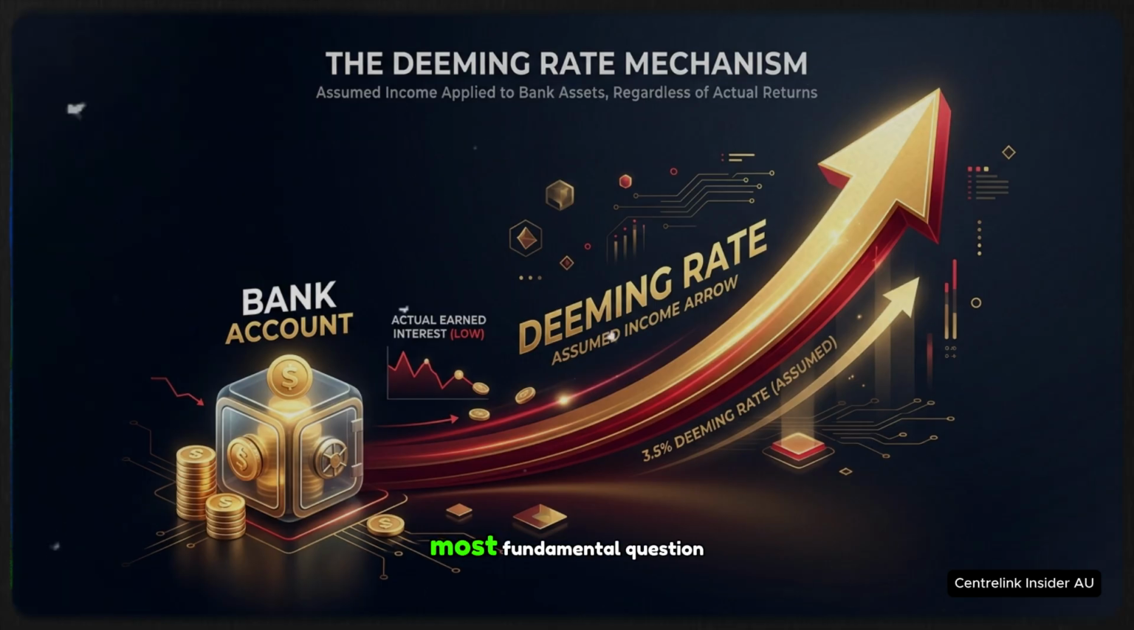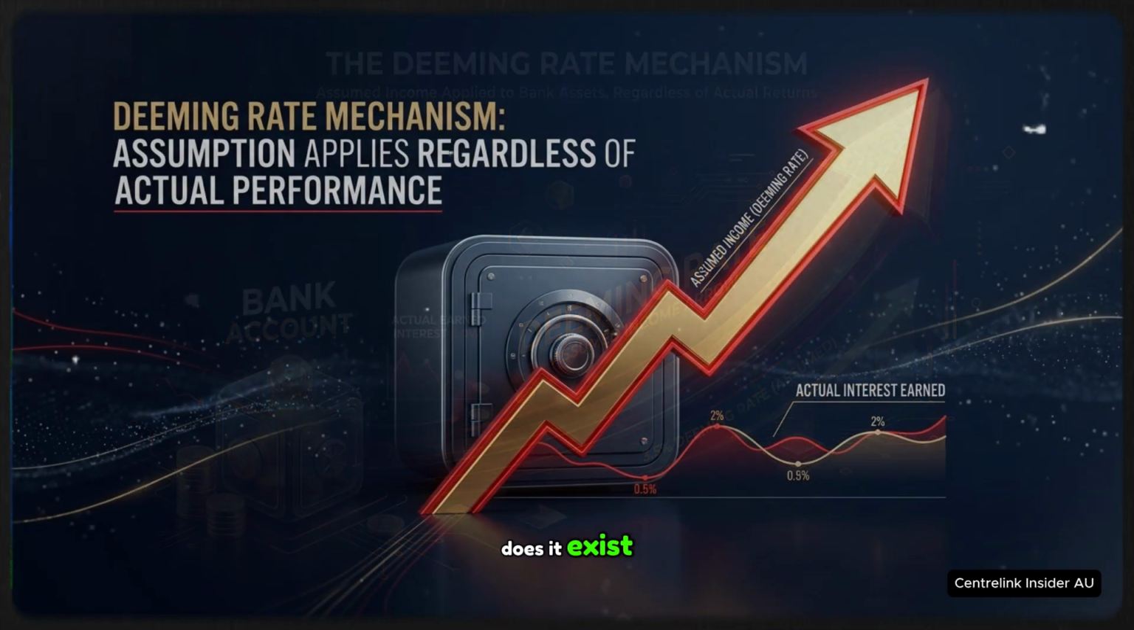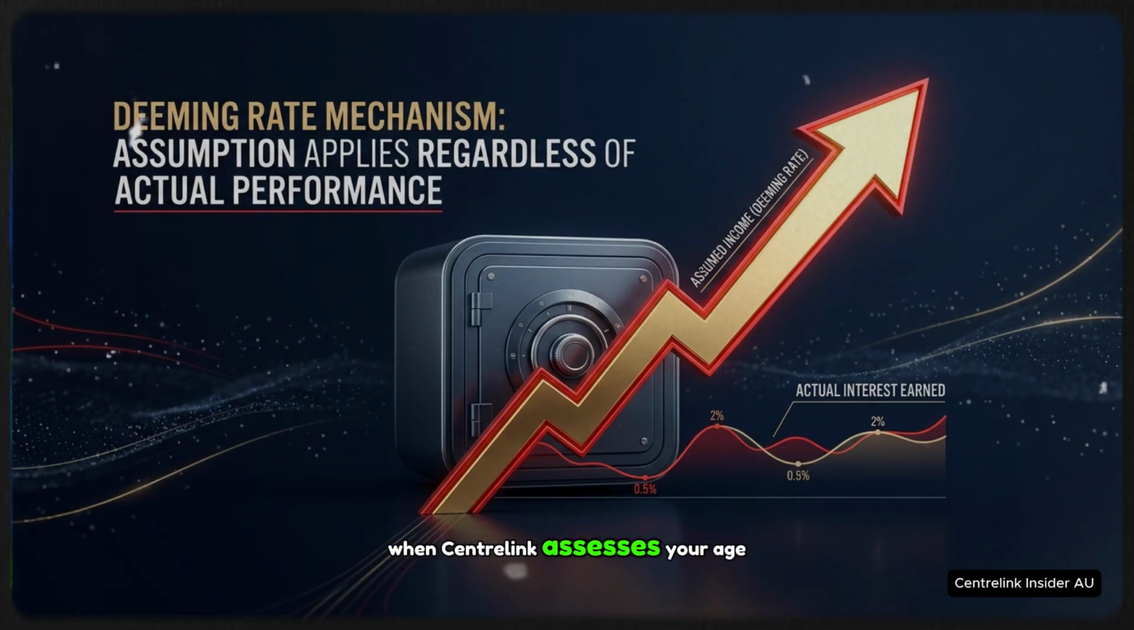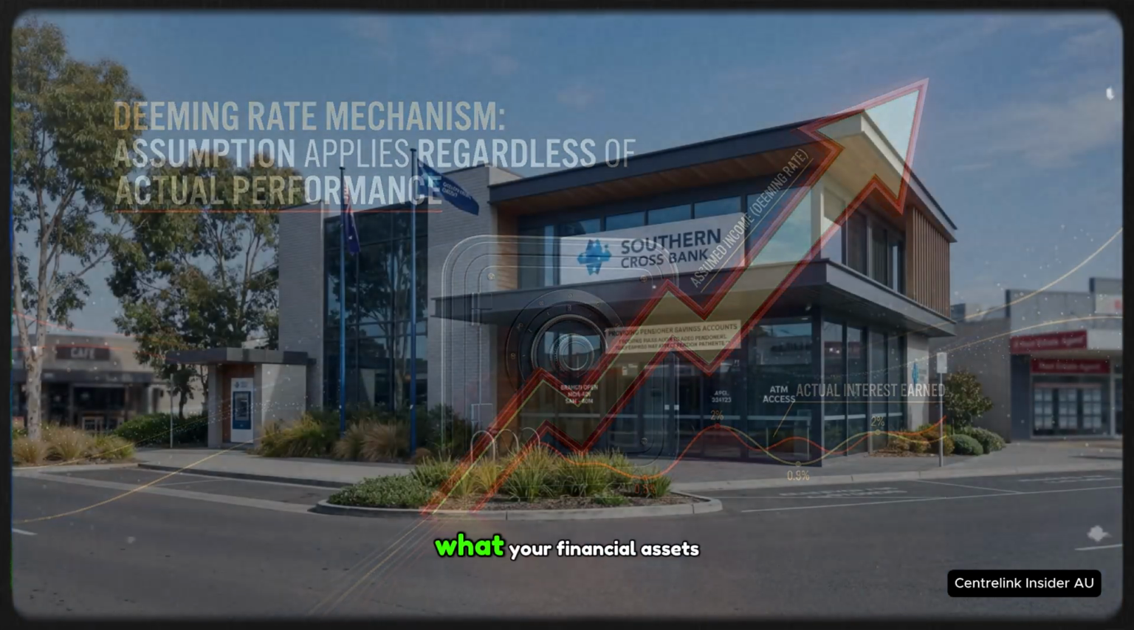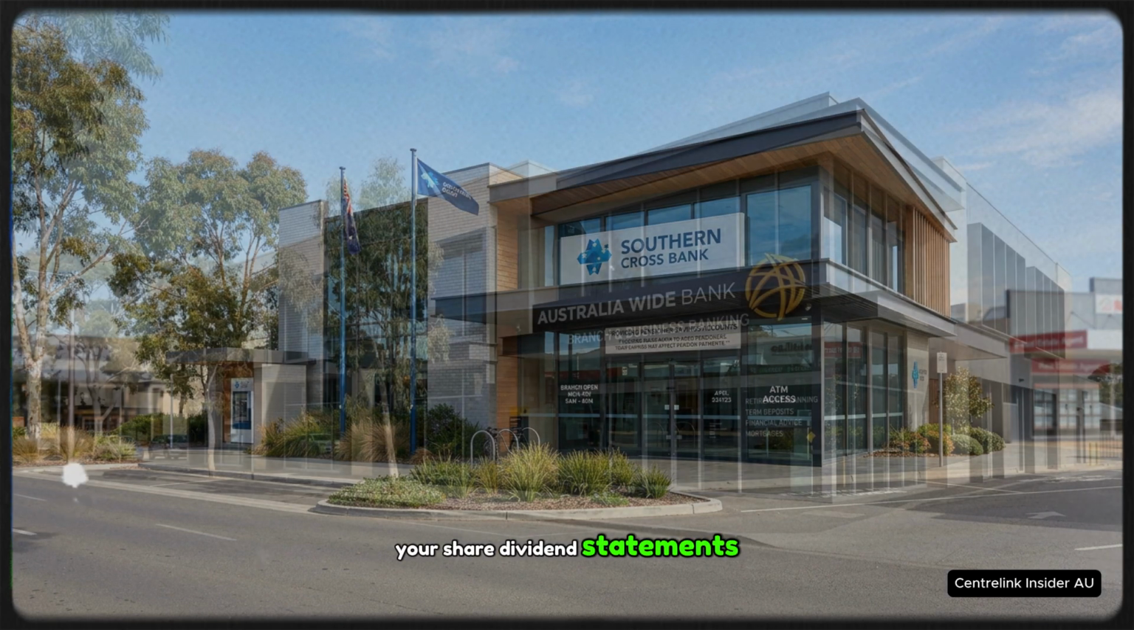Let me start with the most fundamental question. What is deeming, and why does it exist? Because before you can understand how your bank account is affecting your pension, you need to understand the system that connects the two. When Centrelink assesses your age pension entitlement under the income test, it does not look at what your financial assets actually earn. It does not check your bank statement. It does not ask what interest rate your term deposit is paying. It does not look at your share dividend statements.